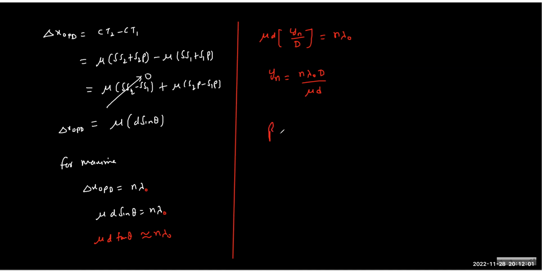What will be the fringe width now? Fringe width is yn plus 1 minus yn, which means the answer will come lambda not d by mu d, which is, you can say, lambda medium d by d. Correct? Luckily in this case you can write. So what you realize that since lambda in a medium is less than lambda in air, beta in a medium will be less than beta in air.